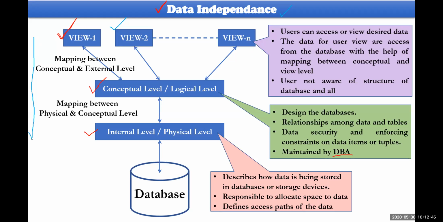If the highest level is modified, it should not affect the lower level. Whereas if you modify something at the lower levels, that must be taken into account by the higher levels, and that is not considered data independence. Please remember one thing: if the higher level modifies anything, there is no need to change the conceptual level. If you did any modification at view one, that modification should not have any effect on the conceptual level or internal level. That is called data independence. And if any modification happens at the conceptual level, it should not take place in the internal level. So there is no need to open the internal level structure and change anything. Such kinds of things are called data independence.